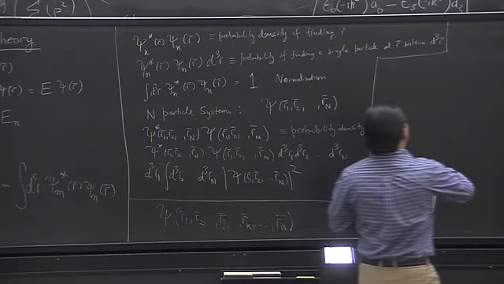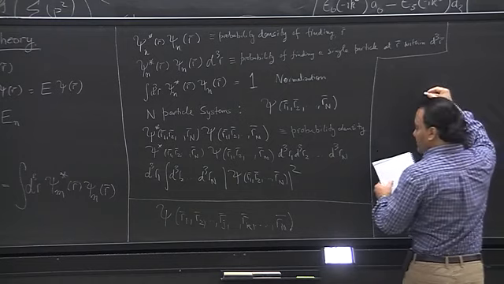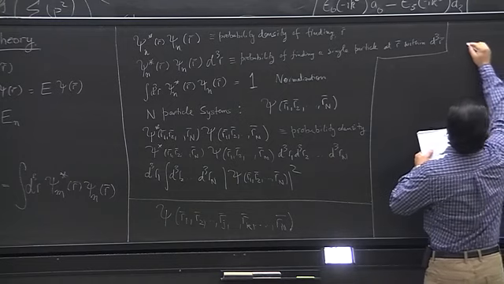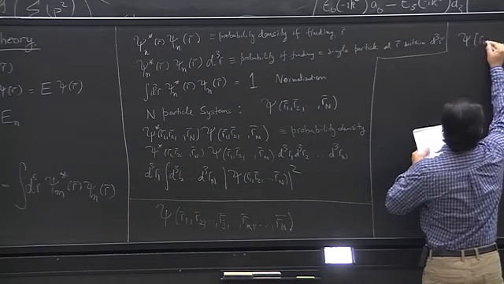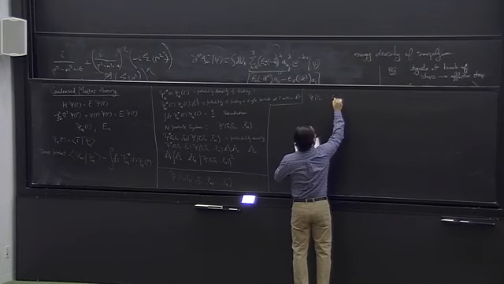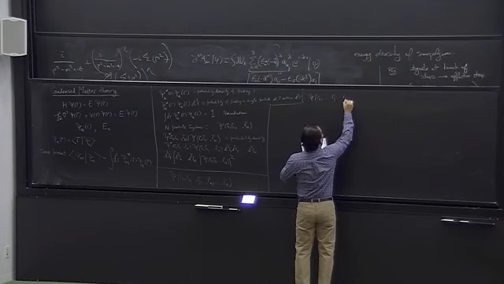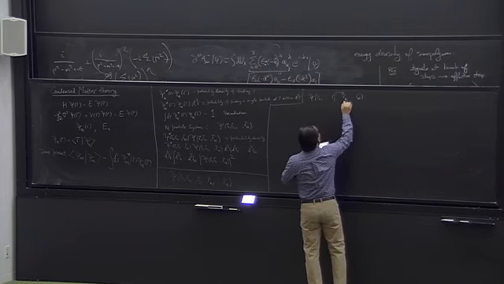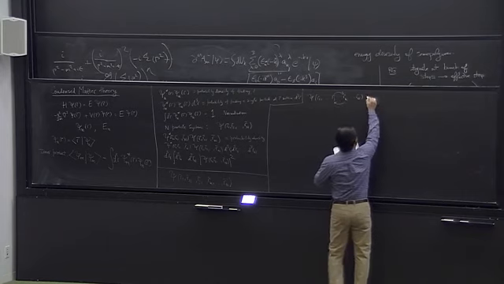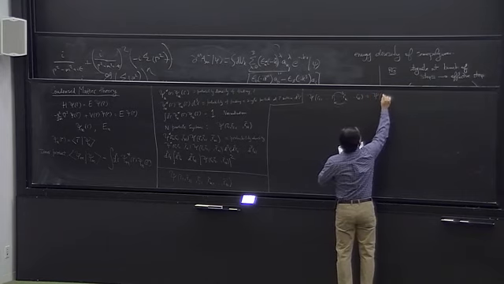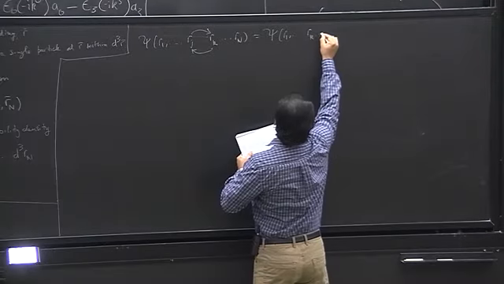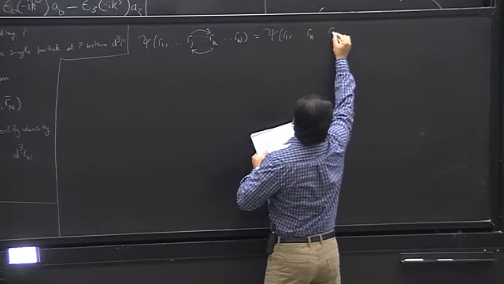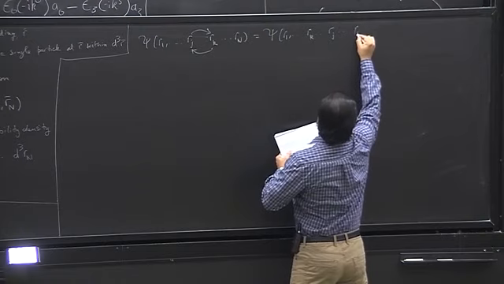So we can write this as psi of r1, ... rj, ... rk, ... rn. Let's exchange j and k. This is simply going to give us psi of r1, ... rk, ... rj, ... rn.